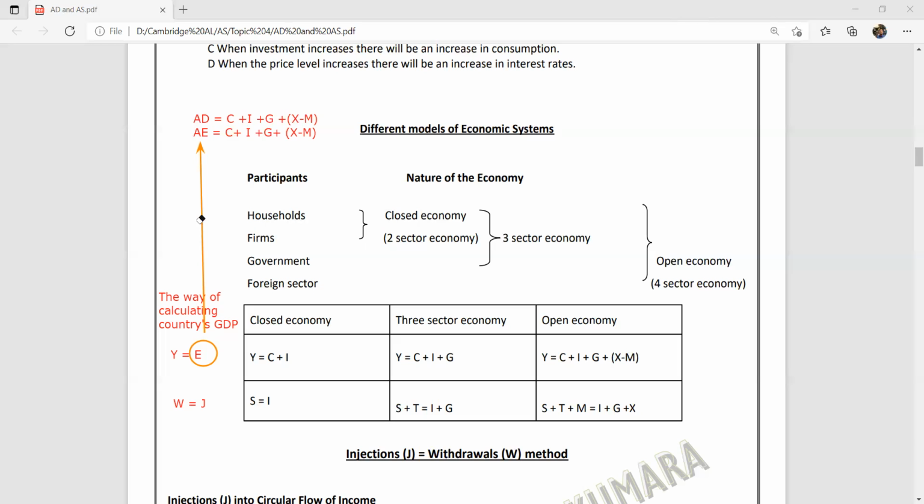When there is a total GDP, this is the Y, income. Income means GDP. So GDP now is equal to, or the income is equal to expenditure. The total income is equivalent to expenditure. Such a position is called equilibrium.